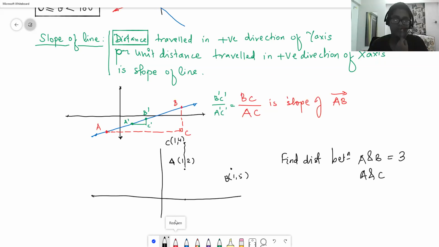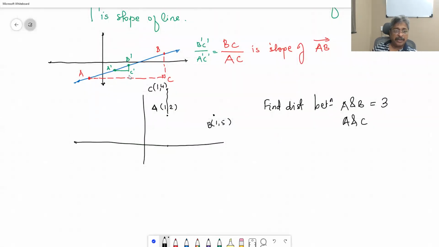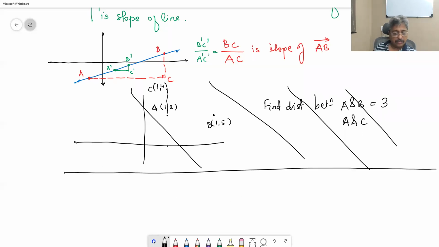Oh sir, that B point should be above A. I don't know what I am doing. Wrong. The earlier question also was wrong. The earlier diagram also was wrong. Totally new. My fault.